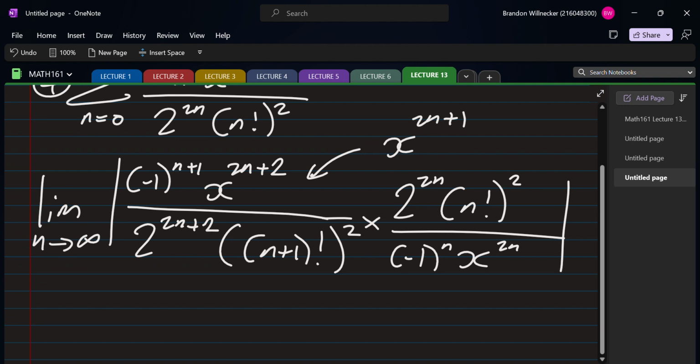A few things can cancel right away. This minus 1 to the n plus 1 and the minus 1 to the n, they can go because we're taking the absolute value of this.